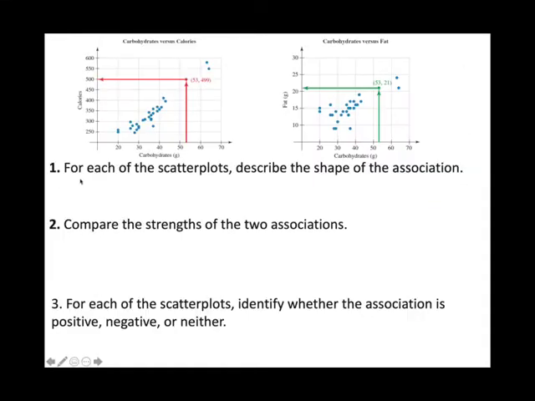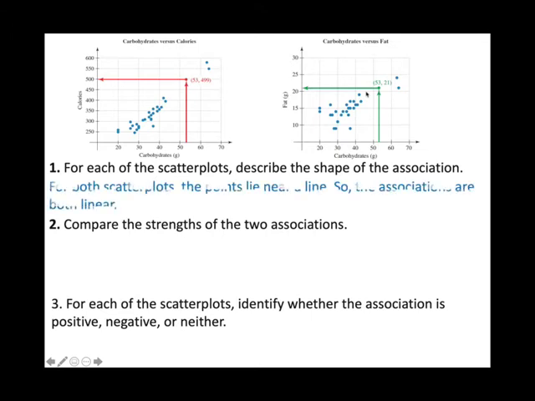Okay, look at the example. For each of the scatterplots, describe the shape of the association. Obviously, in these two pictures there is a linear correlation, and we need to describe the shape of the association. All those points are going in this direction, and I could draw lines on them. So we will say that for both scatterplots, the points lie near a line. So the associations are both linear.